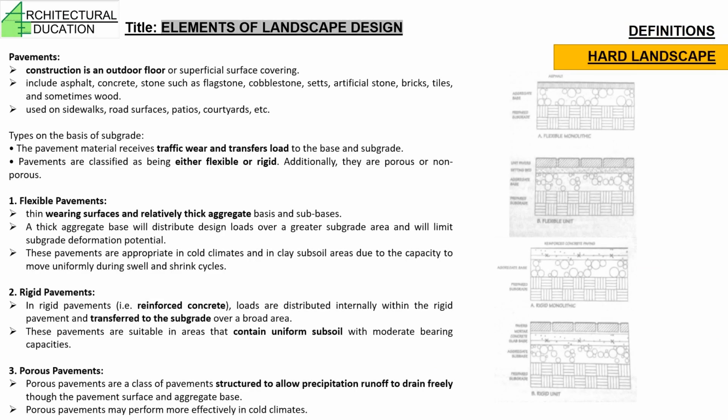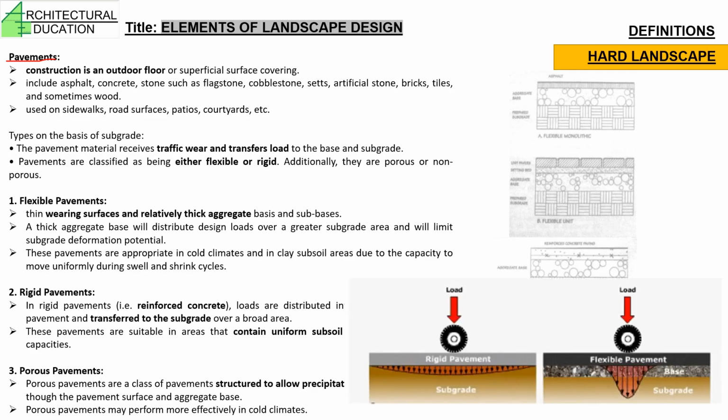Let us go into the different elements available in hard landscape for any park or gated community or resort. The first one is the pavement. Pavement means construction of an outdoor floor or a superficial surface covering. Let us understand the basic idea: the foundation of any architectural building is not taking the load, it is diverting the load onto the soil or the earth below it. Similarly, the pavement is also not taking the load, or the raw material below it is not taking the load. It is equally distributing the load at the lower level.